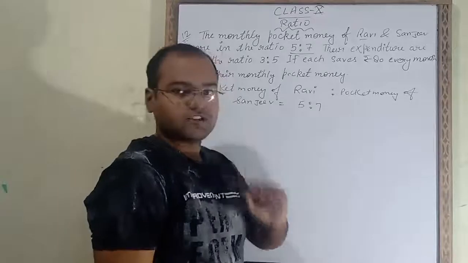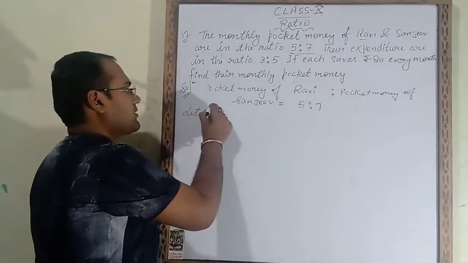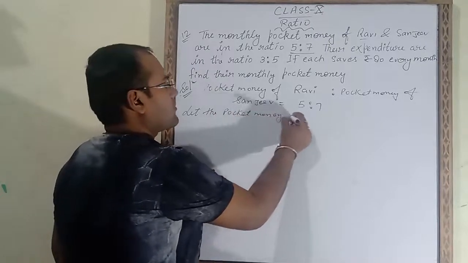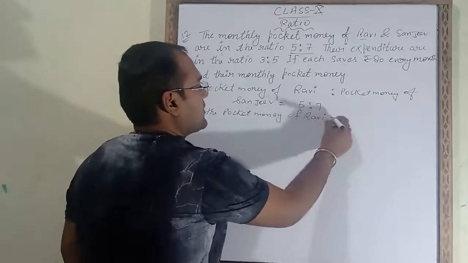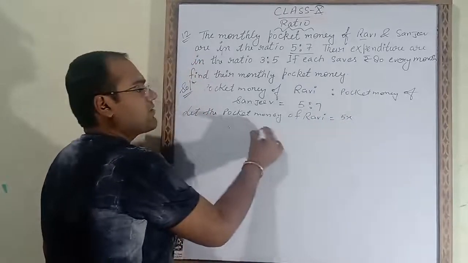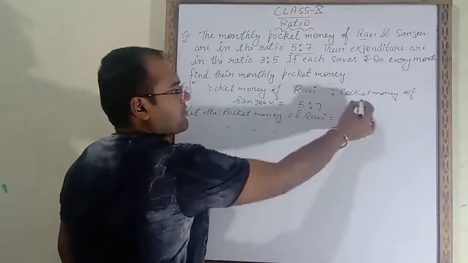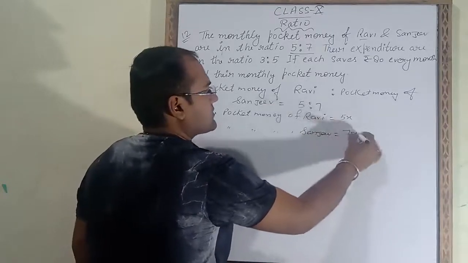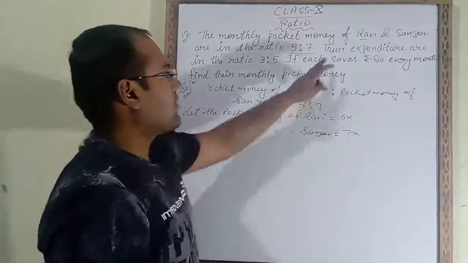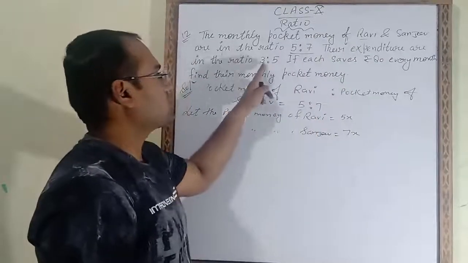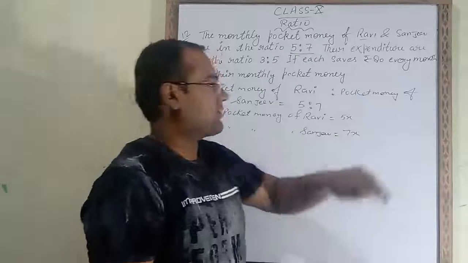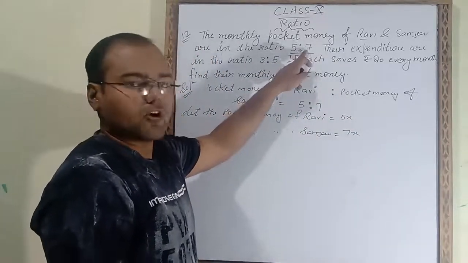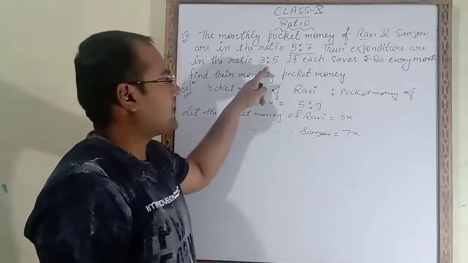So first of all we will assume let the pocket money of Ravi is 5x. Similarly we will assume that the pocket money of Sanjeev is 7x. Now after that he said their expenditures are in the ratio 3:5. Here double ratios are given. One ratio is given here, another ratio is given here. This ratio is of pocket money, this ratio is of expenditure.